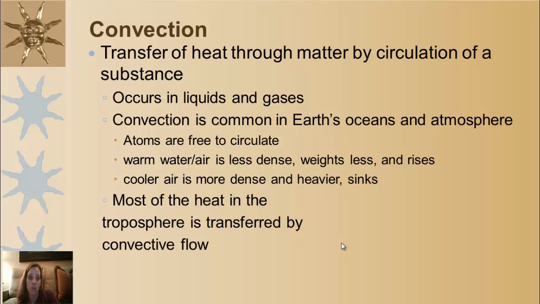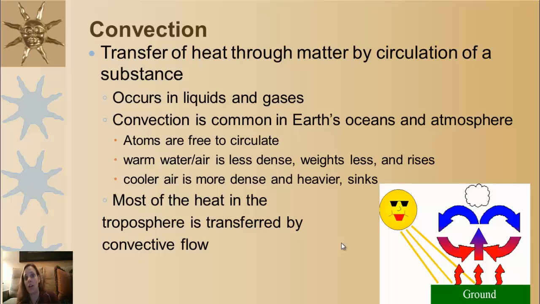Most of the heat in the troposphere is transferred by convection flow, which we see here. So we have conduction, which is heating the layer of air that is right next to the surface of the Earth. And as that heat rises up from the surface, it is heating the air that is just above it, and as it heats it, that air becomes lighter, so it rises in the atmosphere. As it rises higher, it begins to cool. As it cools, it becomes dense, and so it sinks back down, and the whole cycle begins again.